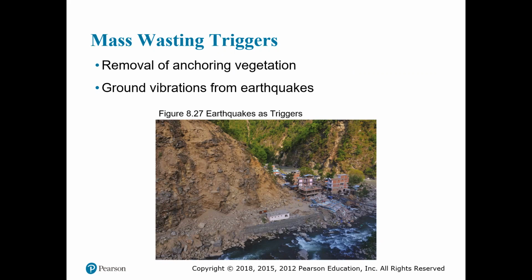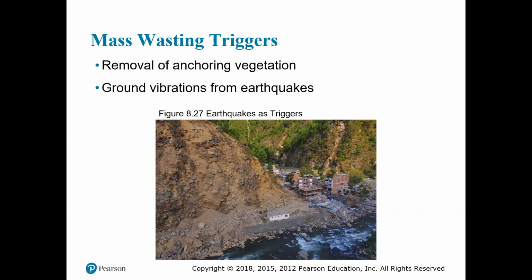And then another trigger is the removal of anchoring vegetation. So as we've seen already, plants help to protect against erosion. They contribute to the stability of slopes because their root systems go in and anchor the soil and the regolith together. So that helps prevent erosion. Plants also shield the surface from erosional effects of water and rain.